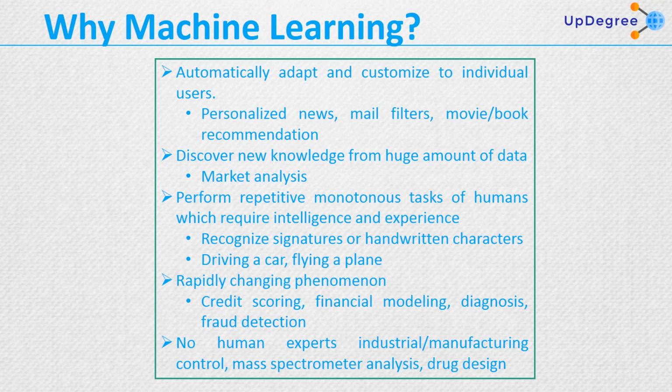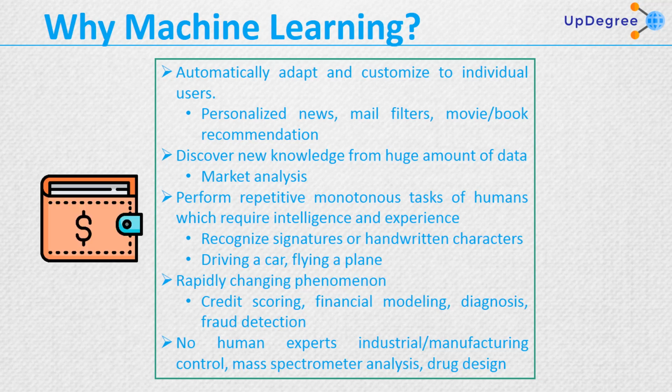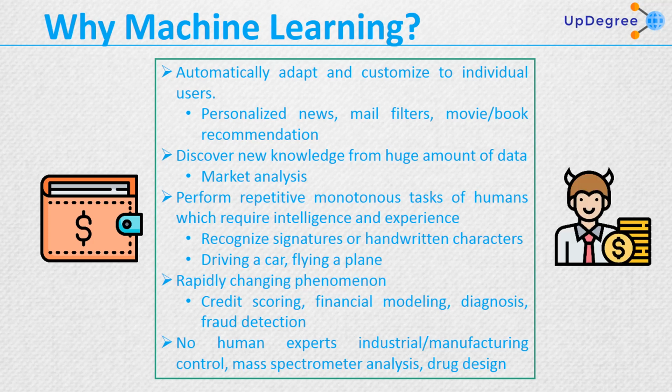Rapidly changing phenomena: credit scoring, financial modeling, diagnosis and fraud detection. We have multiple different transactions, where an amount is debited from the source account and credited to the target bank account. This is the kind of transaction we usually have, but some of the transactions are fraud and some are non-fraud, real transactions. Now, how do we detect whether a transaction is fraud or not? For such rapidly changing phenomena, we can use the machine learning model.